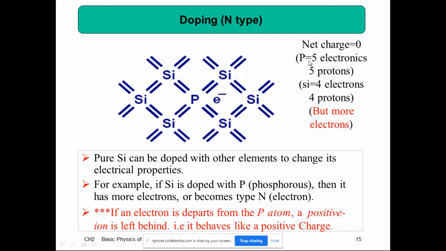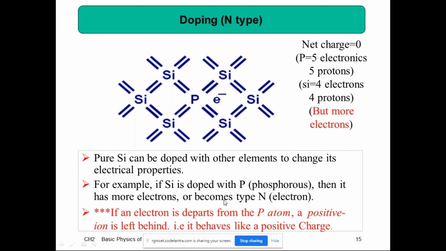Observe here, net charge is equal to 0. Phosphorus atom: 5 electrons, 5 protons. Similarly, silicon: 4 electrons, 4 protons. But by adding phosphorus atoms, the number of free electrons available is greater. Net charge is equal to 0, but the free charge carriers available are electrons. More electrons are available.